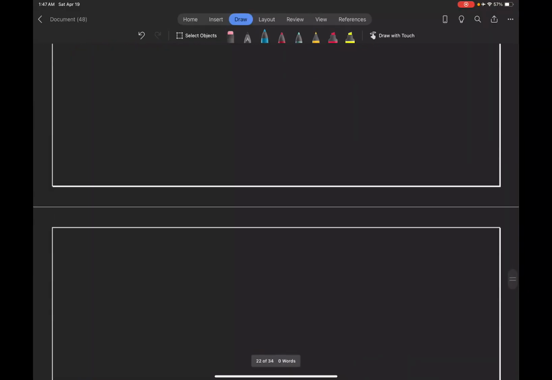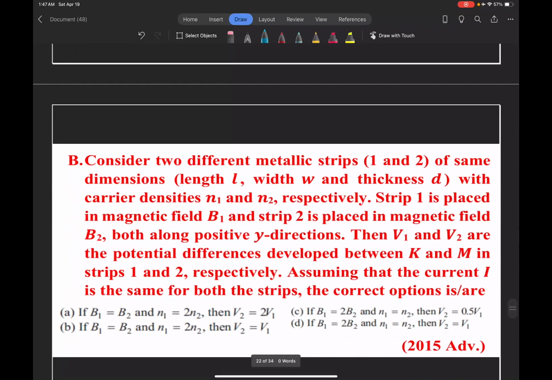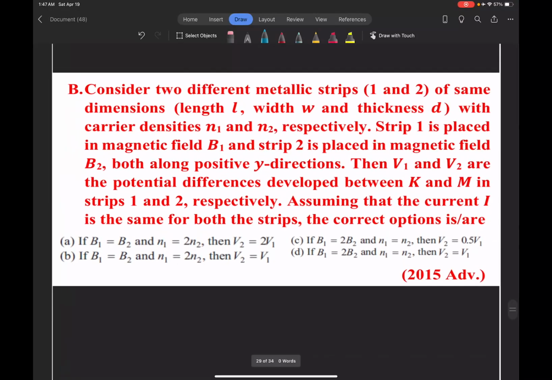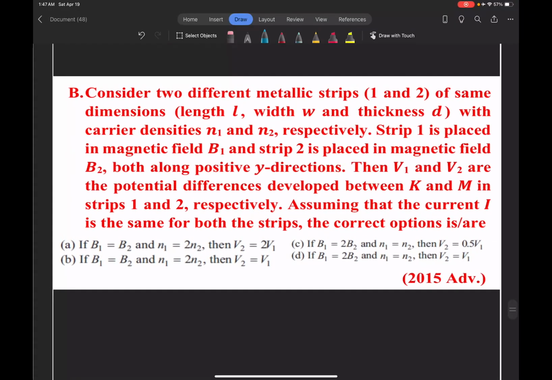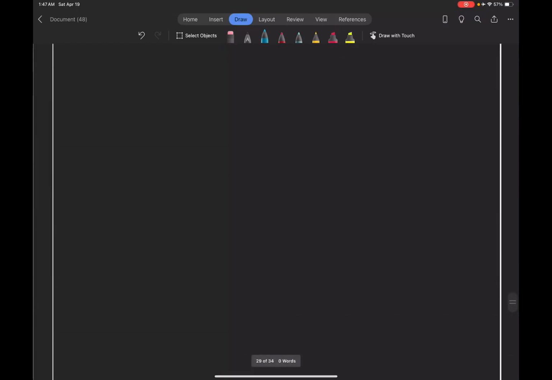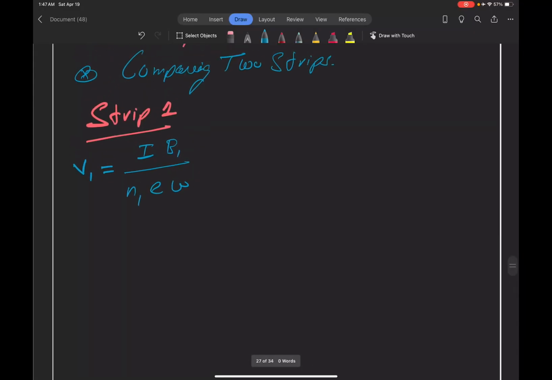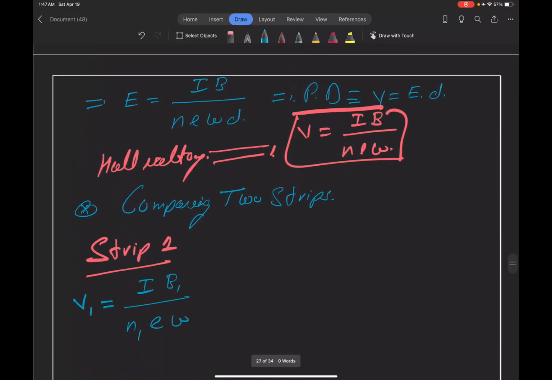One second. Okay, no problem. I can just readjust it here, and let me solve it first.